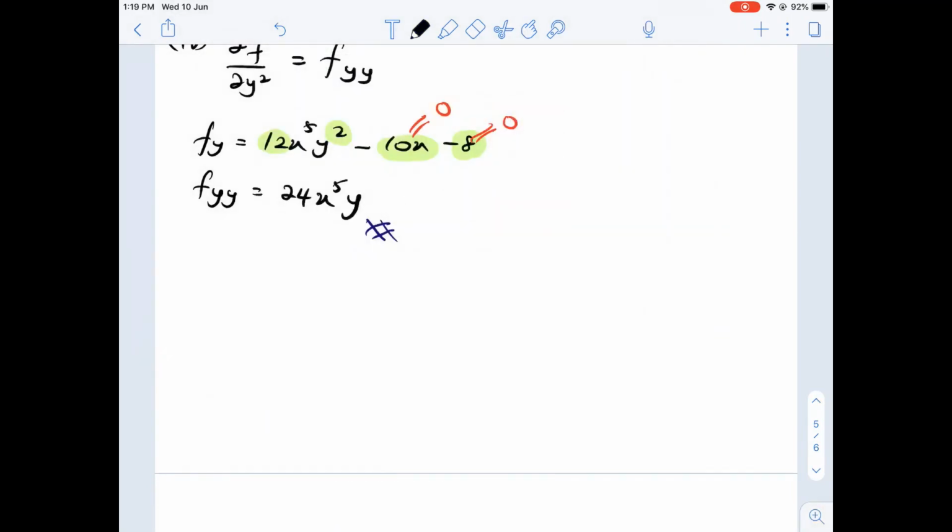Next, number 5. We need to find del squared f, del x, del y, which equals fxy. Before I forget, guys, fxy is just the same as fyx, so it doesn't matter. If the question asks you to find fxy, actually fxy is just the same as fyx.